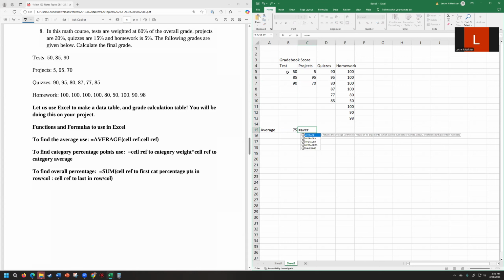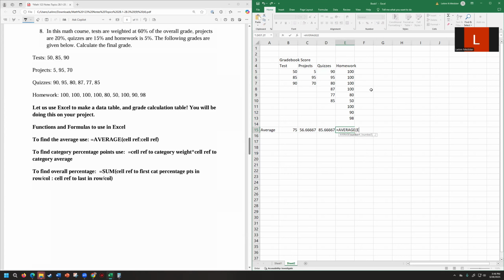So let's then talk about projects. We're going to again do equals average and highlight those three. Okay. Now you can't just do the average and highlight the first three on the next one, because there are more quizzes than the other groups. So we need to highlight all of those, all the way down to D10. And for the homework, it's even more items, so we want to make sure we include all of them.